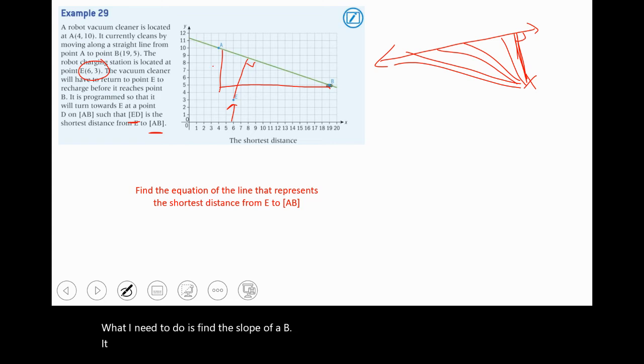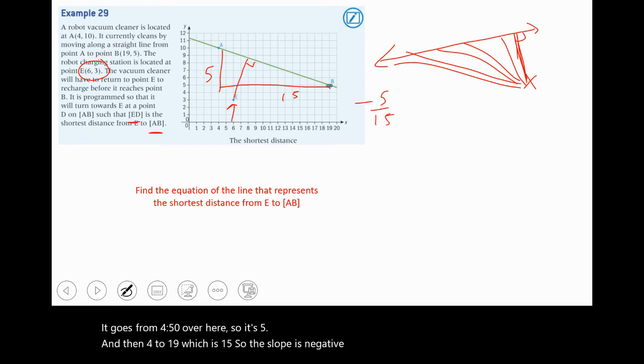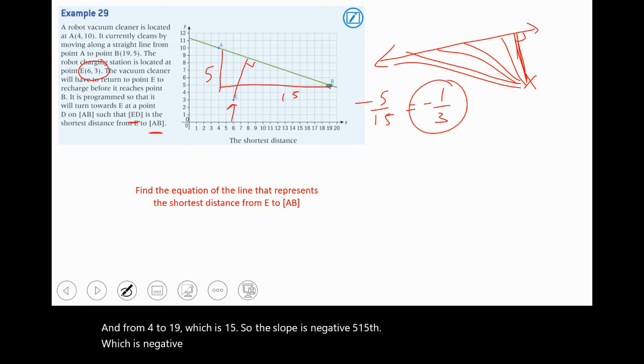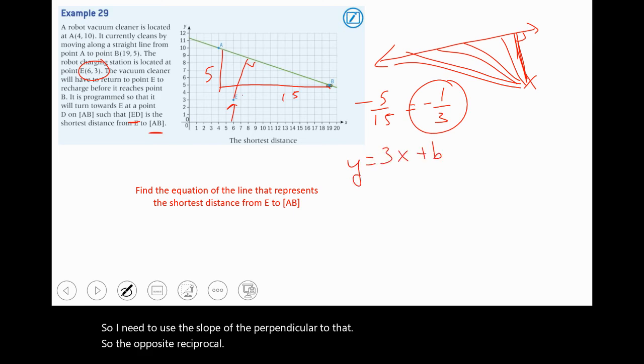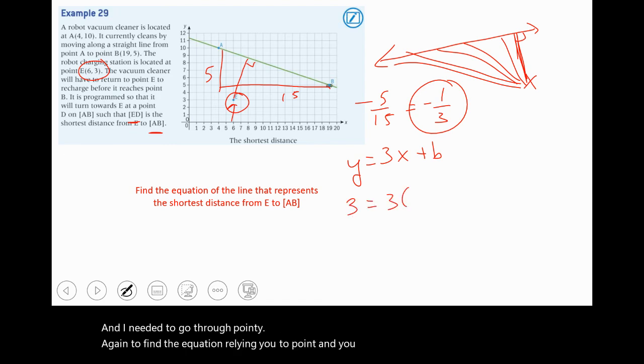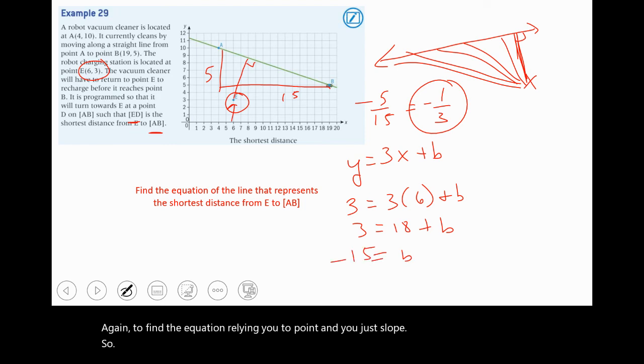And it goes from 10 to 5 over here, so it's 5. And from 4 to 19, which is 15. So the slope is negative 5/15, which is negative 1/3. So I need to use the slope of the perpendicular to that, so the opposite reciprocal, and I needed to go through point E. Again, to find the equation of a line, you need a point and you need a slope. So b equals negative 15. So y equals 3x minus 15.